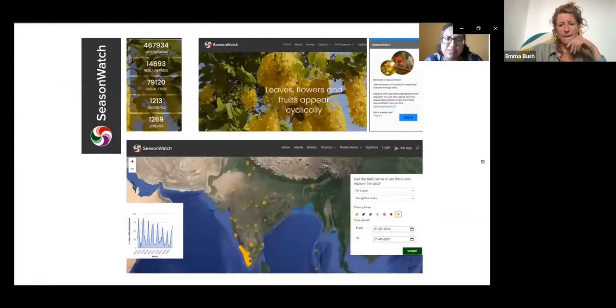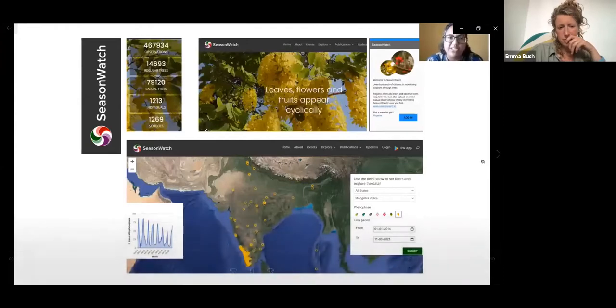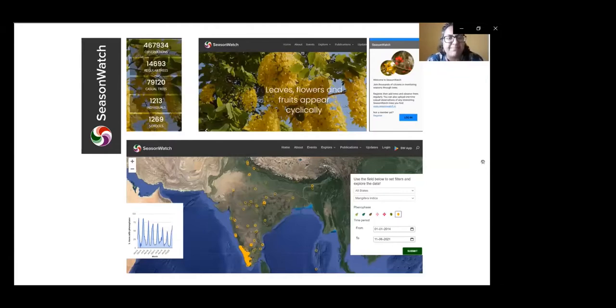SeasonWatch was established in the year 2010 with the dual purpose of filling knowledge gaps in the phenology of widespread tropical tree species of India, and also to motivate citizens to go outdoors and interact with the nature in their neighborhoods. Over the past 11 years or so, we have received more than 450,000 observations on more than 94,000 trees. Nature enthusiasts contribute this information, as do students and teachers from schools. There are more than 1,200 such individuals and more than 1,200 such schools associated with SeasonWatch.